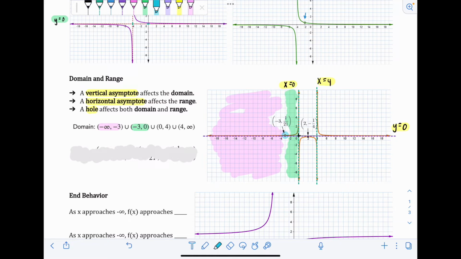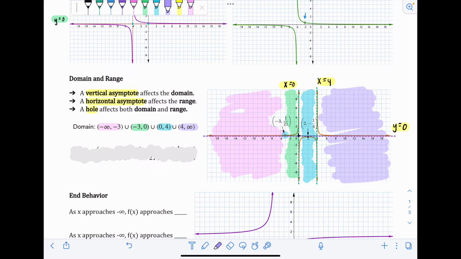And then next we can describe the space in between those 2 vertical asymptotes, which is between x equals 0 and x equals 4. So from 0 to 4. And then we have this section that's everywhere on the right of that last vertical asymptote. There's no holes on that side, so we can just say from x equals 4, that last vertical asymptote, to infinity, so everywhere to the right of it.